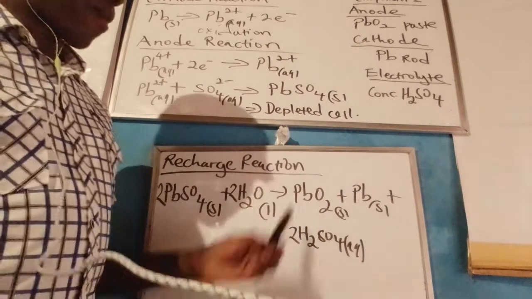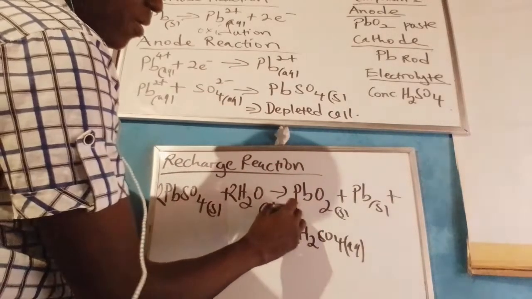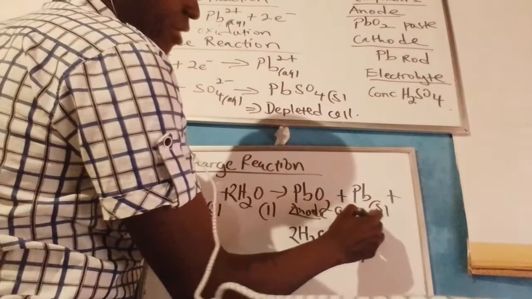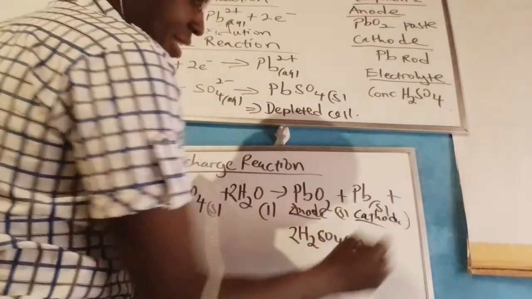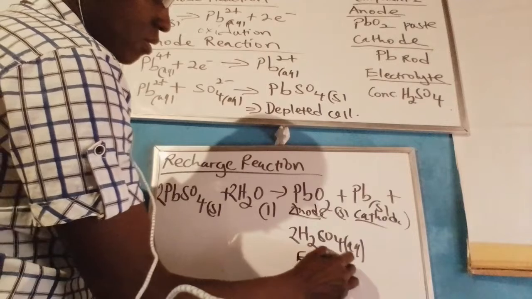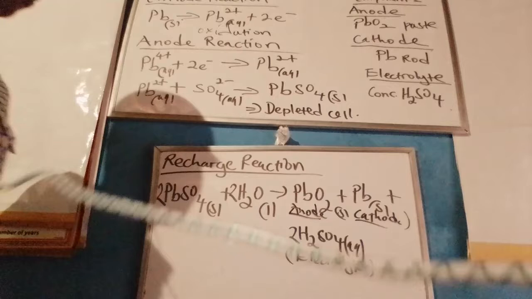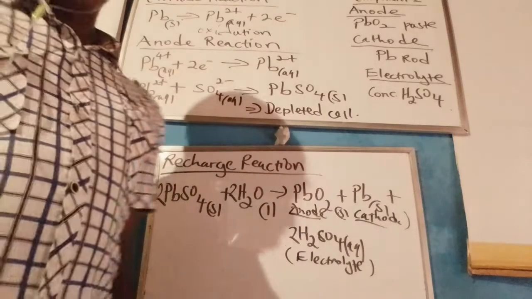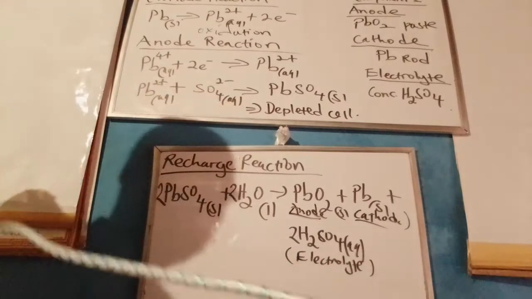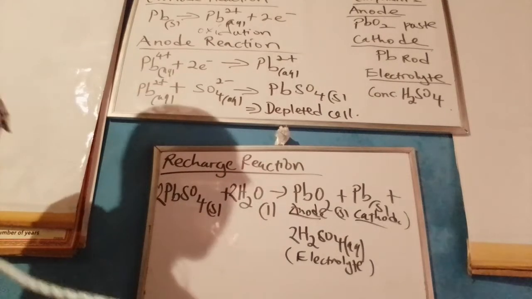When you look at this product keenly, you realize that lead(IV) oxide happened to have been the anode in the cell. Secondly, lead happened to have been the cathode. And thirdly, the sulfuric acid happened to have been the electrolyte. Now, this simply shows that the main reagents of the cell before the beginning of its use and reactions have been regenerated. And the regeneration process is what we are calling a recharge. This recharge has been effected simply by hydrolysis.